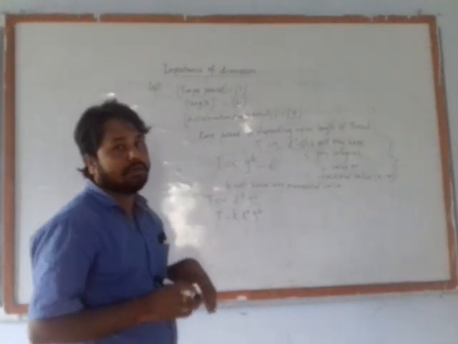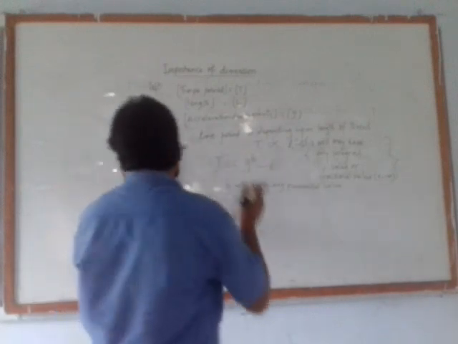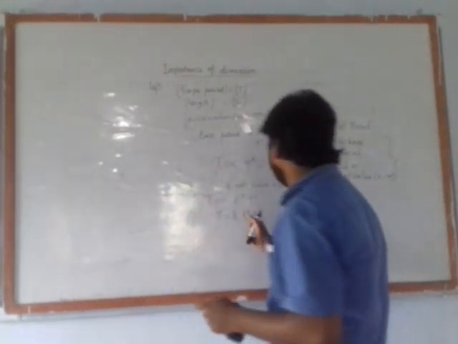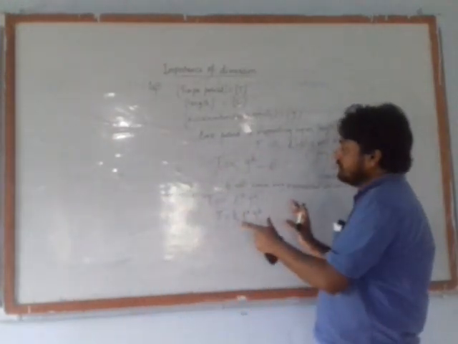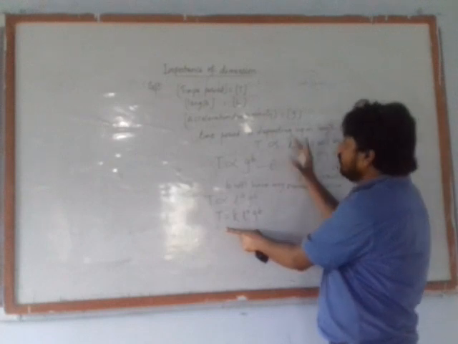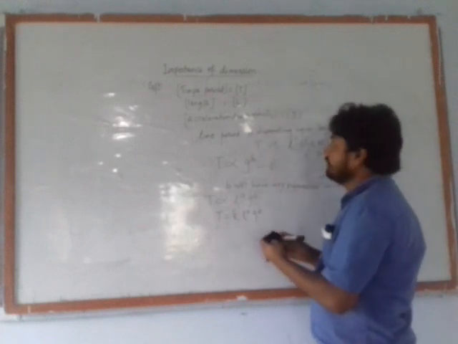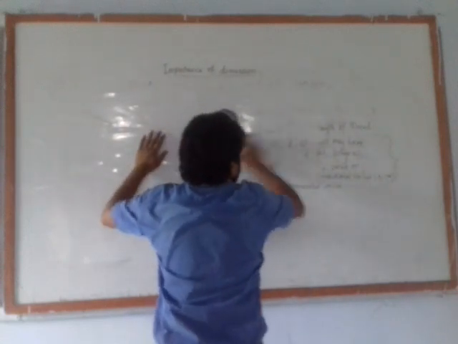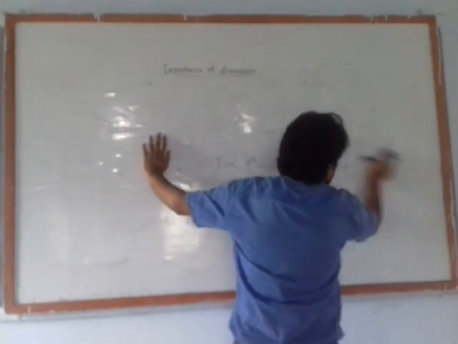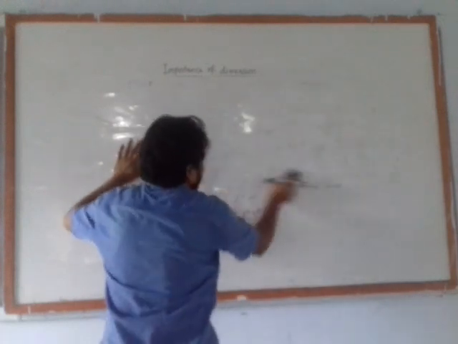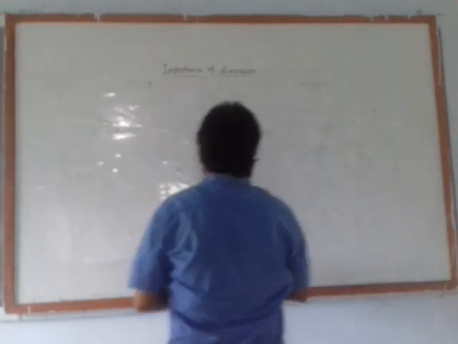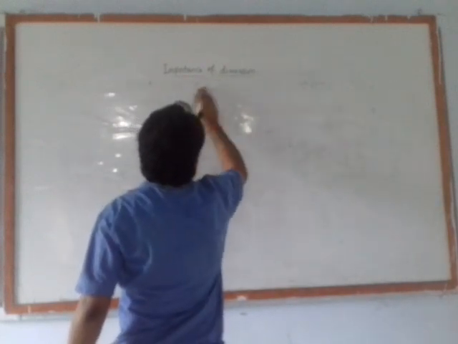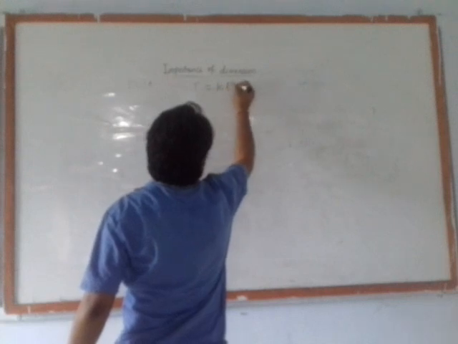Since the value is 2 pi, this is coming from the simple harmonic motion equation. So T is equal to L to the power A and g to the power B. Still this equation is not formed. Now to form the equation, we will use the dimension formula. So now I am putting the dimensions here, like T is equal to K L^A g^B.